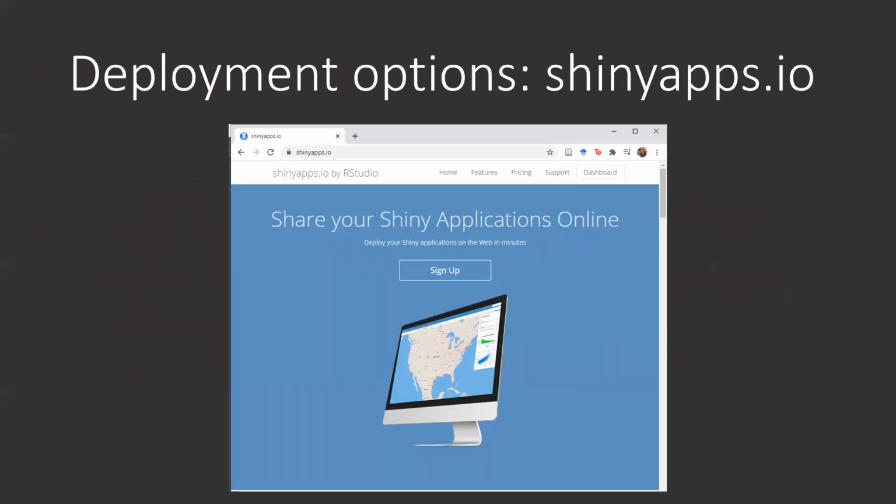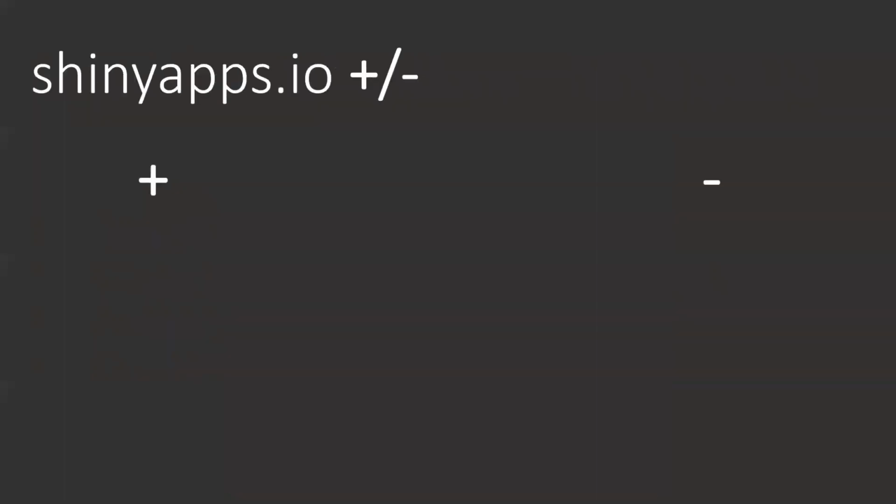The simplest way to get a Shiny app out into the world is to host it on shinyapps.io, which is a web hosting service provided by RStudio. And we'll go into some more depth in a subsequent video about how exactly we do this. But overall, this is the smoothest and easiest way to get an app out into the world. So now we're going to talk about some of the pluses, the advantages, and the minuses, the disadvantages of hosting with shinyapps.io.